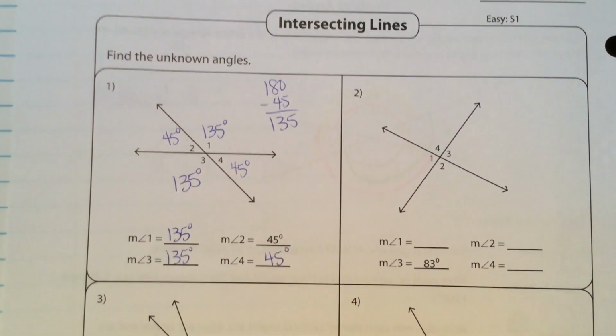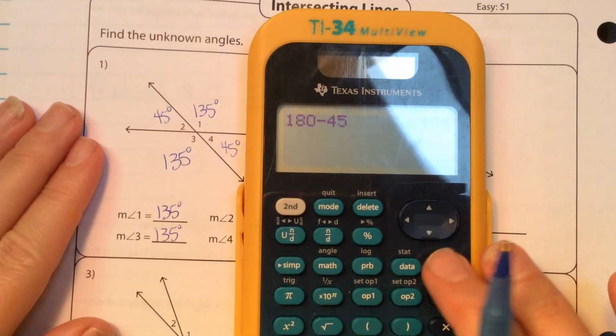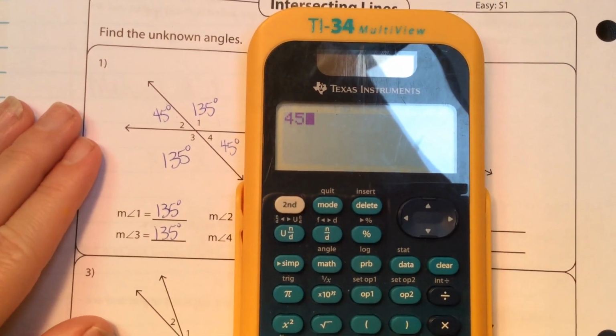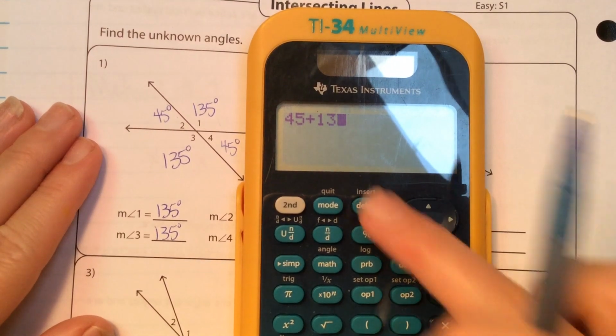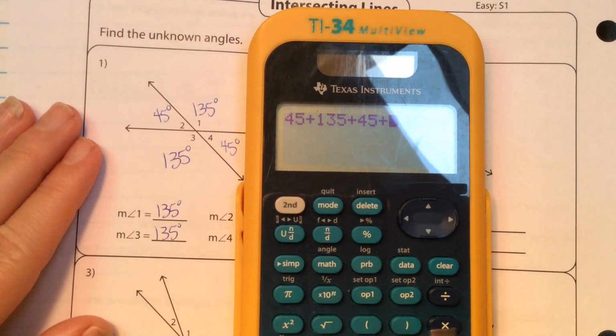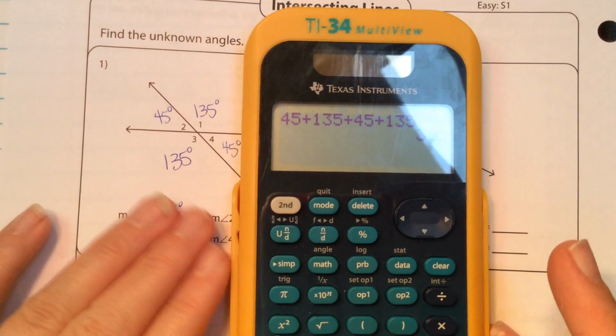And check ourselves. We're going to add all 4 of those up and make sure that they are 360. And it is.